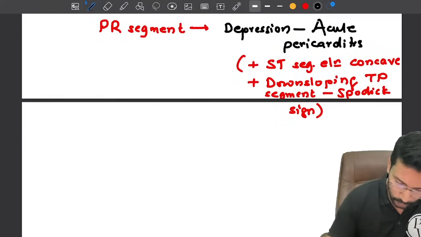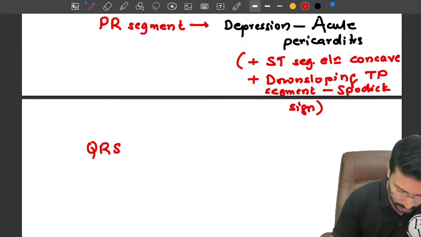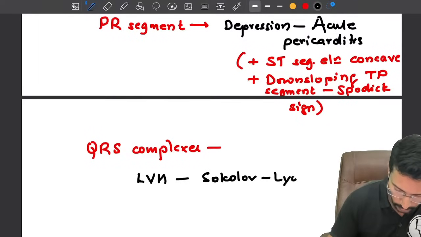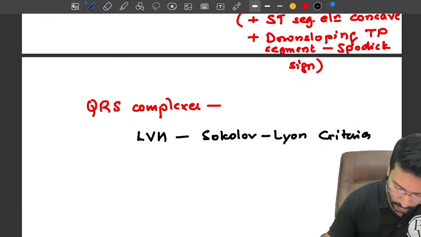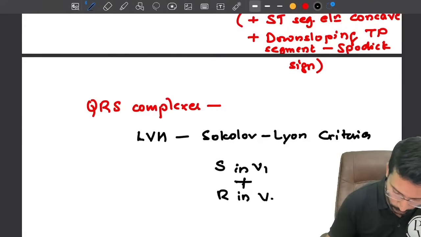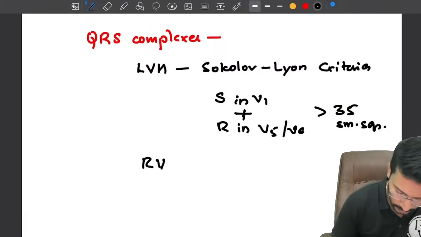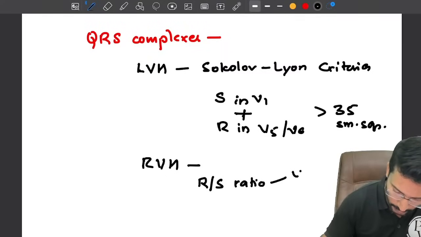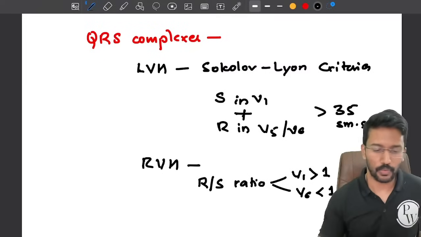Okay, then the next important parameter is your QRS complexes. In QRS complexes, we can recognize left ventricular hypertrophy with Sokolow-Lyon criteria. In this criteria, all we need to look at is S wave amplitude in V1, S in V1 plus R in V5 or V6. If it is more than 35 small squares, then we will call it left ventricular hypertrophy. How to recognize right ventricular hypertrophy? Mainly we will look at R by S ratio. In V1, if it is more than 1, and in V6, if it is less than 1, it indicates that you have right ventricular hypertrophy.